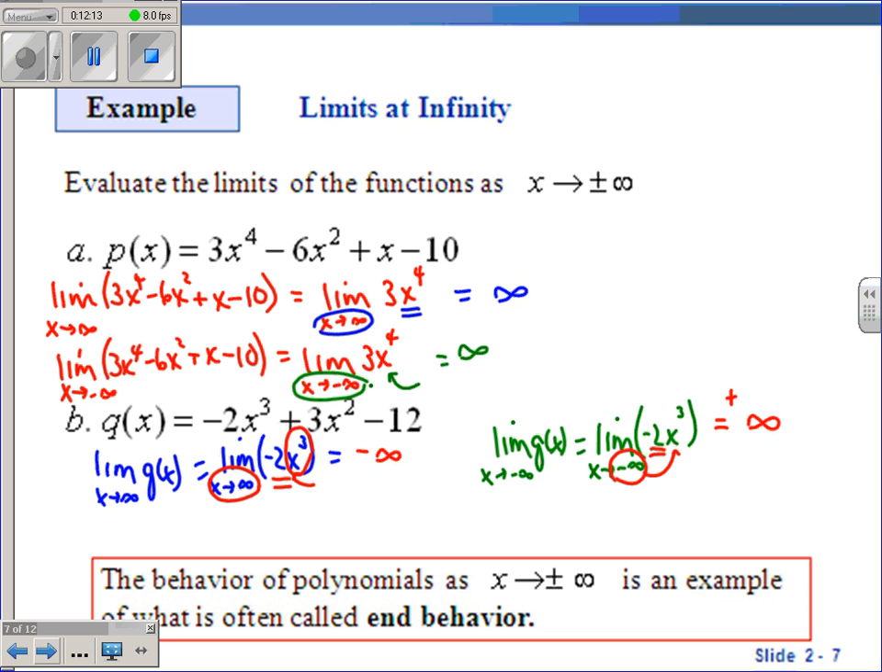Okay? When you're looking at the behavior of polynomials as x goes to infinity or minus infinity, we sometimes call that the end behavior, and that's probably how you heard it back in college algebra.